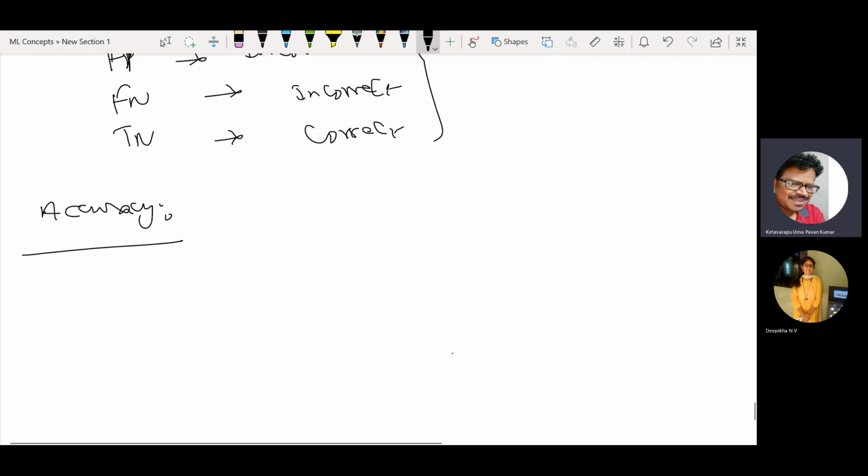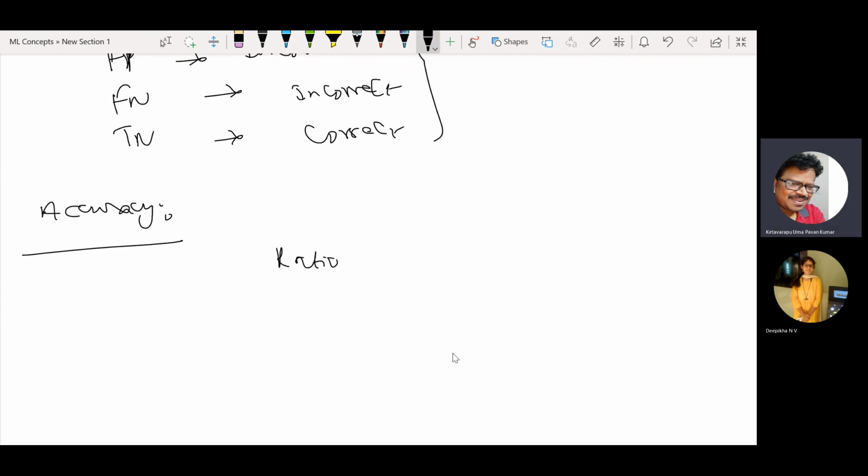Quite interesting, actually. We know the confusion matrix without any confusion, but accuracy and precision definitely lead to some kind of confusion. But let me define that. What do you mean by accuracy? Accuracy is defined as the rate of correct predictions.